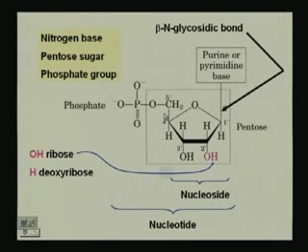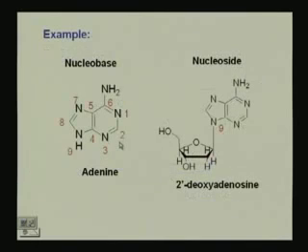So, when we have just the base attached to the sugar, we have a nucleoside. As soon as the phosphate is attached to the 5' position, we have a nucleotide. Okay. So, we have a nucleobase, an adenine. We have a nucleoside, which is the base attached to the sugar. The sugar in this case is 2' deoxy, which means there is just the H here. There is no O.